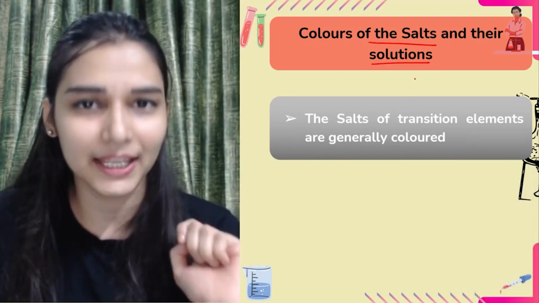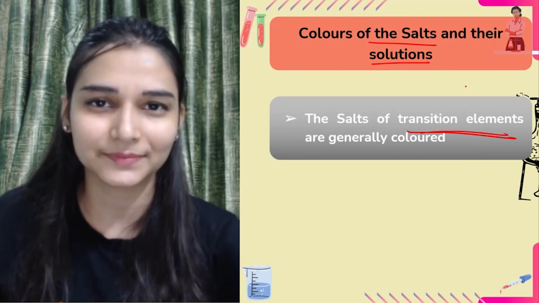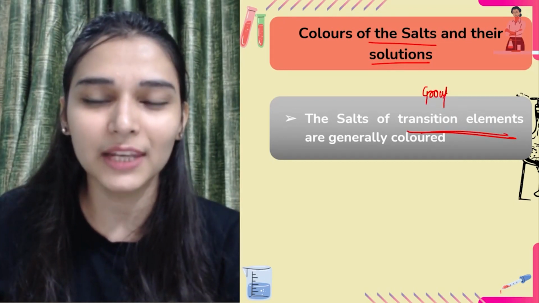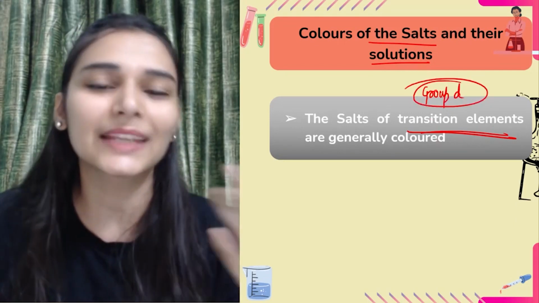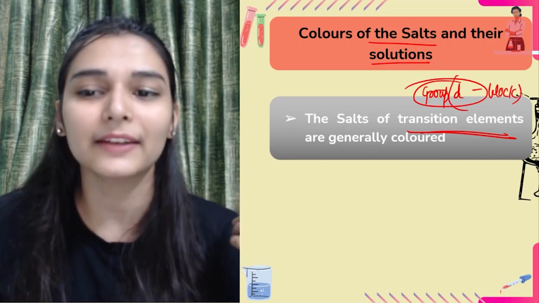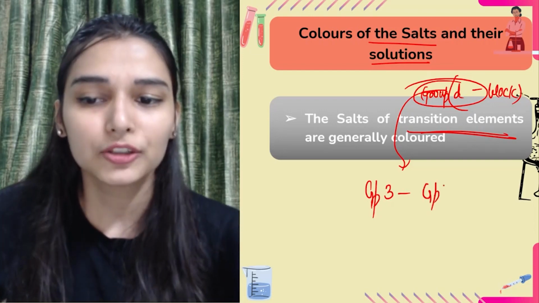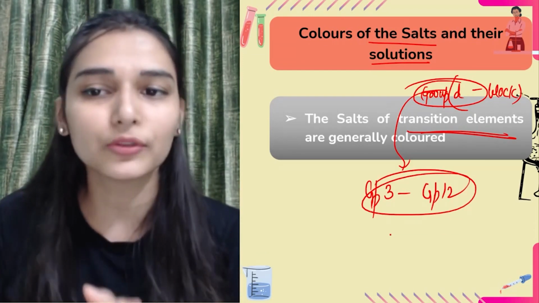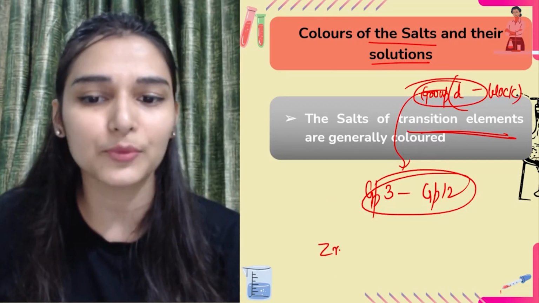Color kahan par aayenge? Color aayenge for the transition elements, Group D elements. When I talk about transition elements, means group D elements, D block आप कह सकते हो. Group D as in ma'am is talking about the D block elements, and group specific क्या होगा? Group number 3 to group number 12 में generally you are having the D block elements. So इनके salts are usually colored, although we have an exception of zinc.